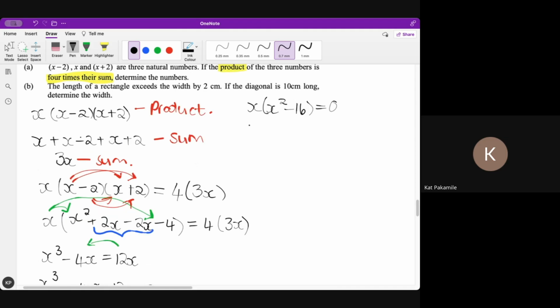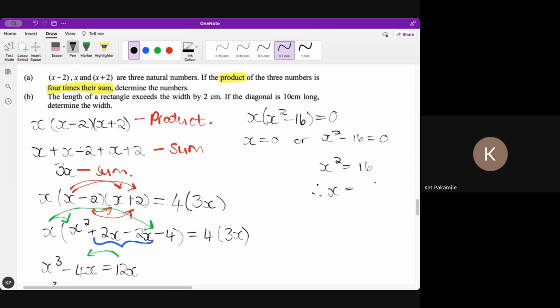And then that means either x is equal to 0 or the bracket x squared minus 16 is equal to 0. Then you solve this guy on its own. So x squared is equal to 16. Therefore, x is equal to, let's see if you fall into the trap. How do you know it's 4 and not negative 4, Leachile? How do you know it's 4 and not negative 4? Leachile is actually correct. Ha! There we go. You do know.